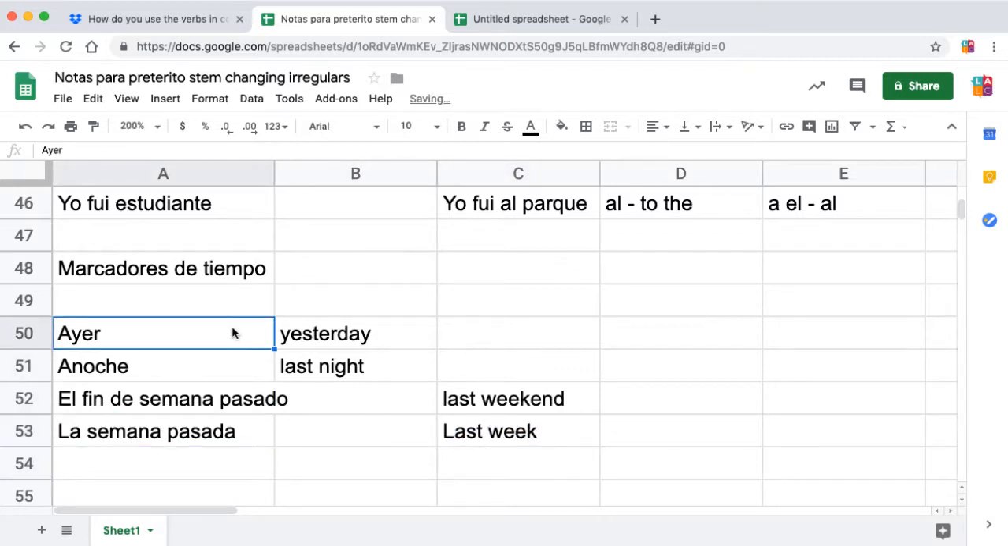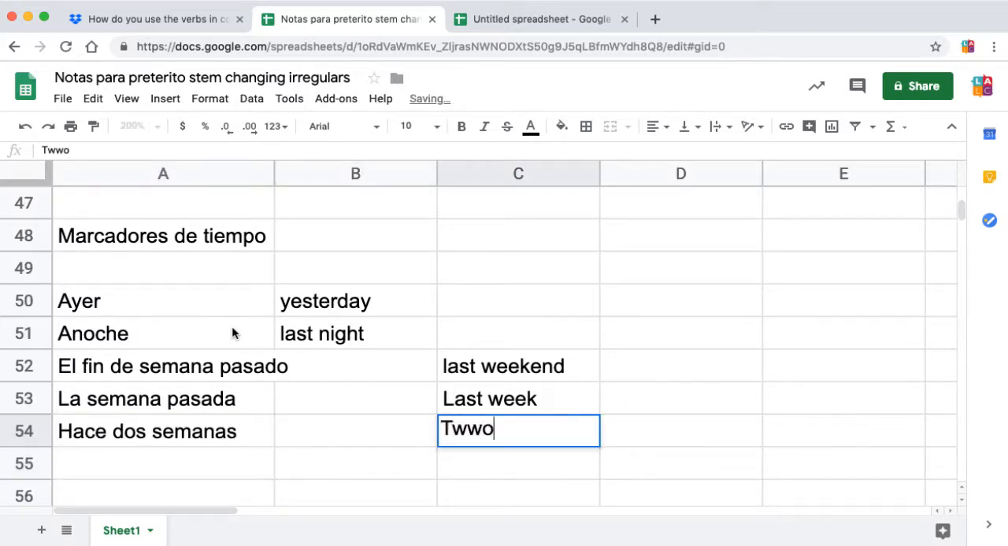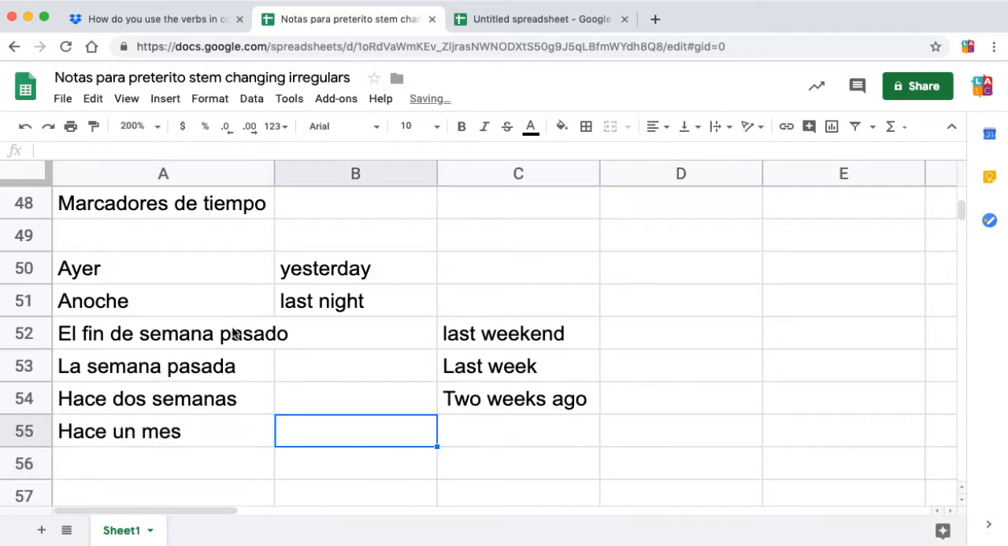And then, what else would be important? Oh yes, hace means ago. So if you say hace 2 semanas, this means 2 weeks ago. Every time you put hace, that will mean ago, whatever you put after. So 2 weeks ago. Obviously, if you put, for example, hace un mes, it would be a month ago. Those are important too, like 2 months ago, a month ago.